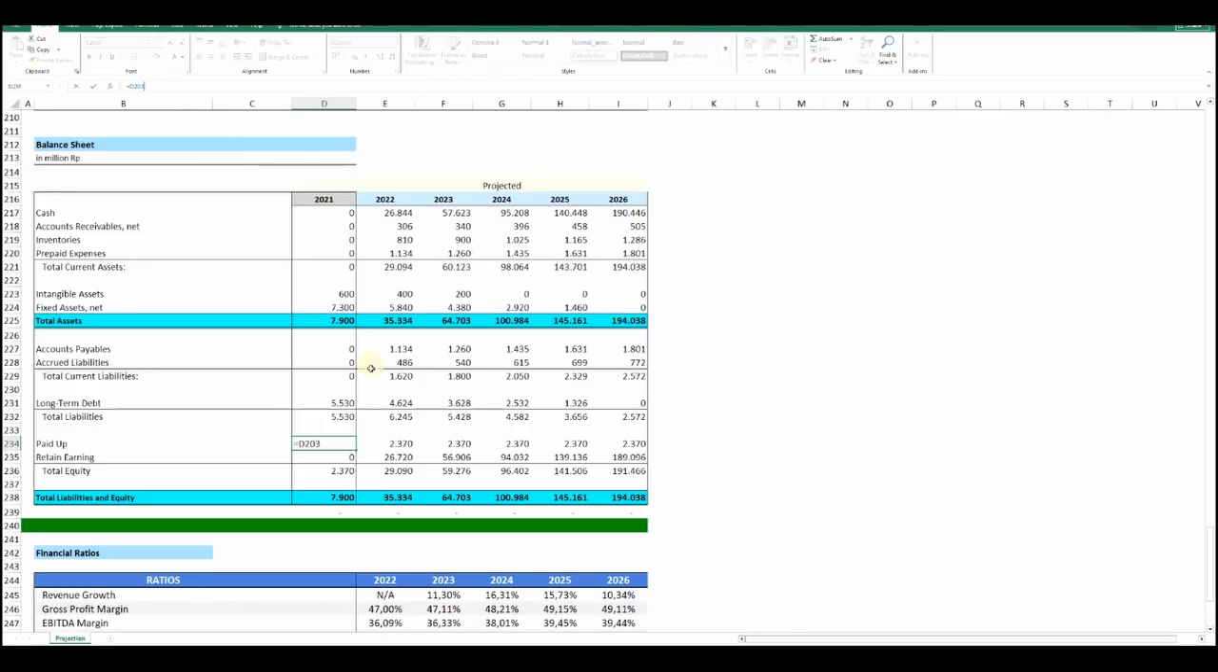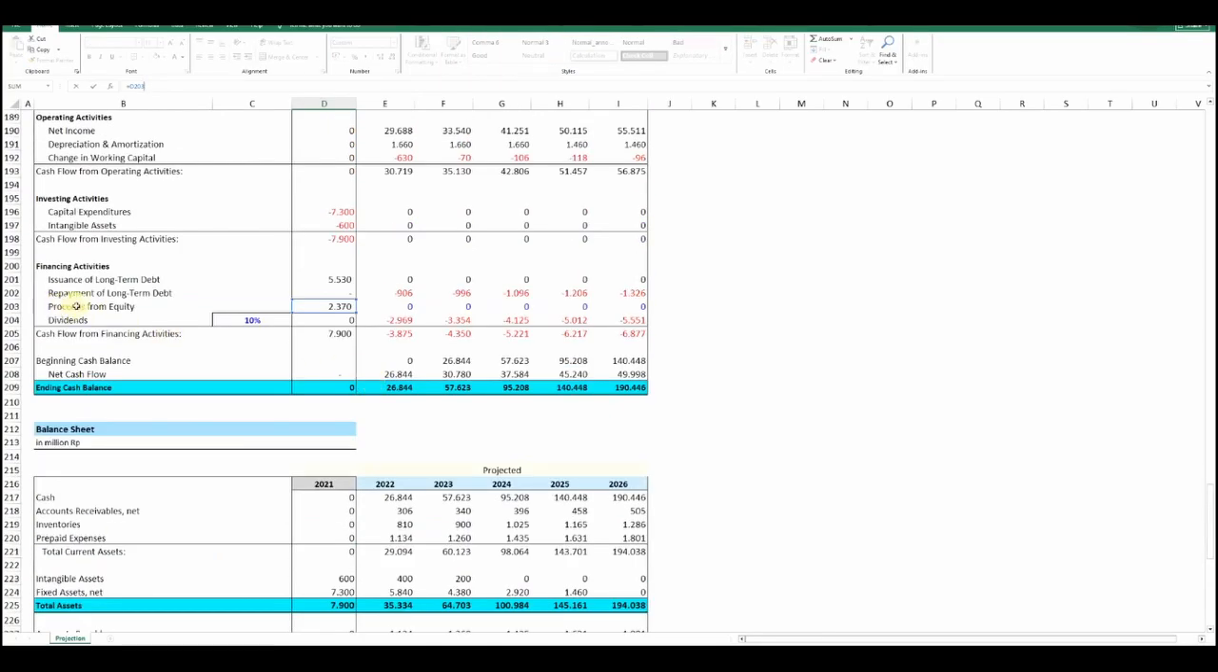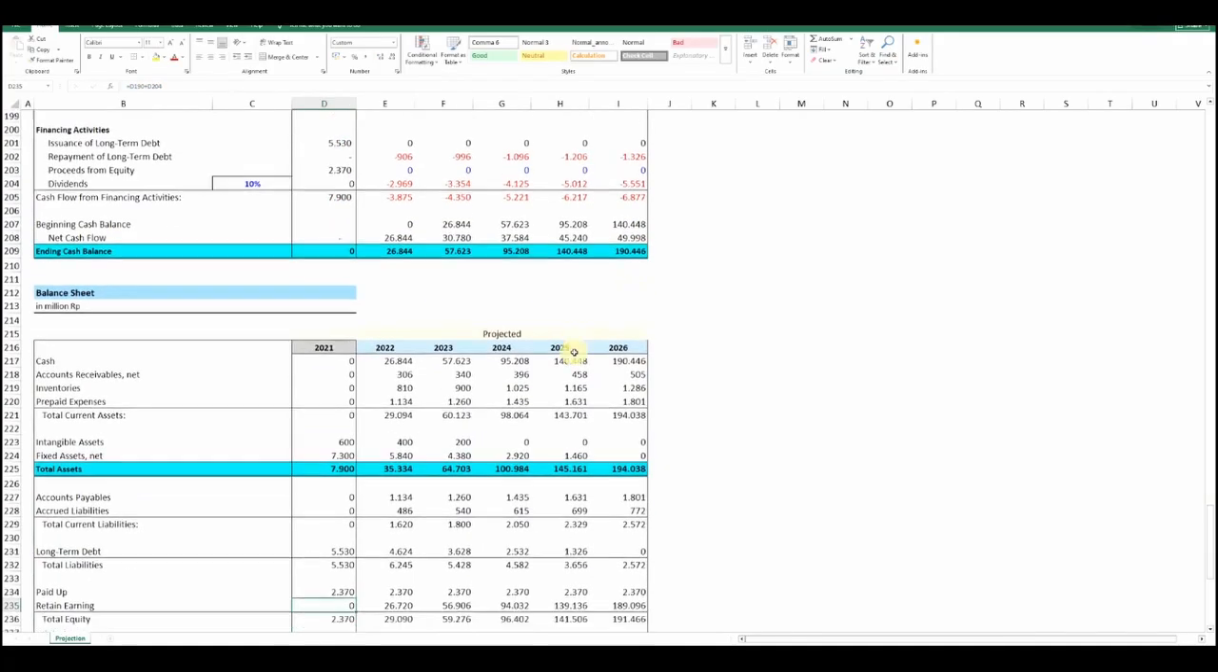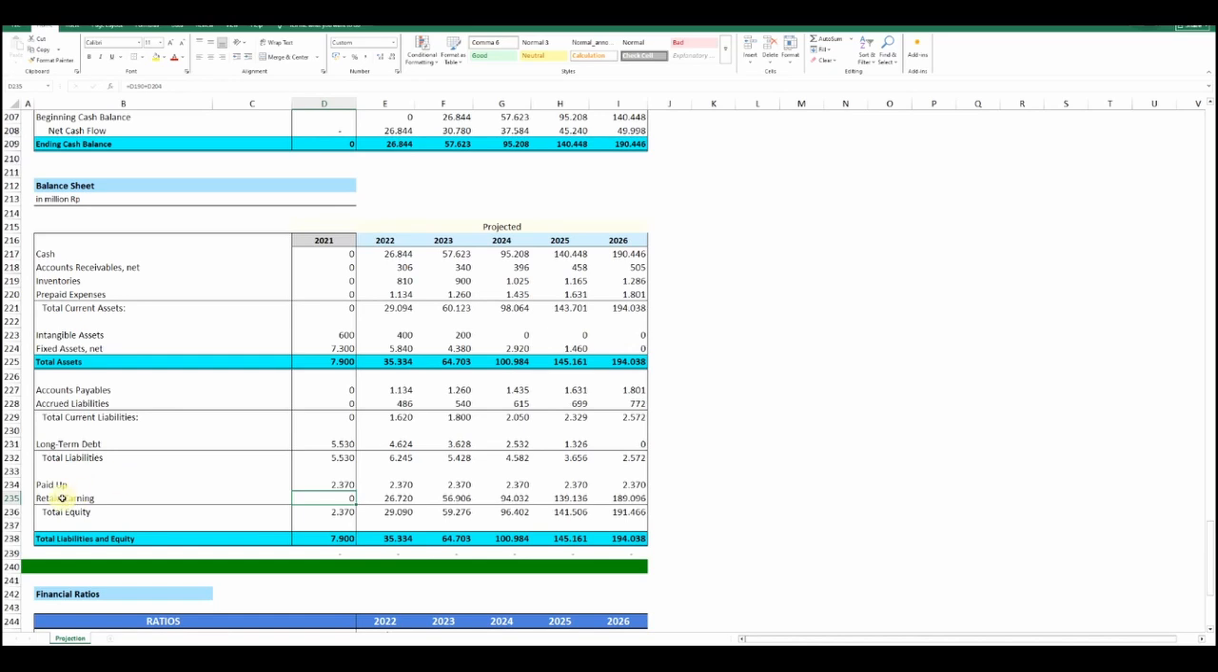After that, there's capital contribution. The value comes from the total equity deposits recorded in the cash flow statement. This value can accumulate in the following years if there are additional equity contributions.